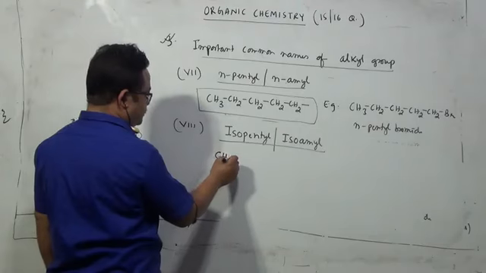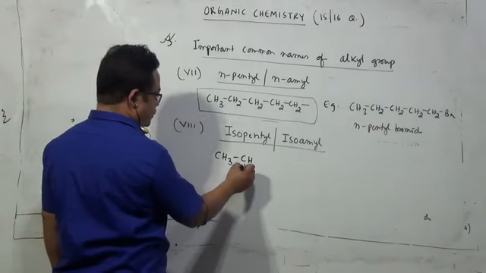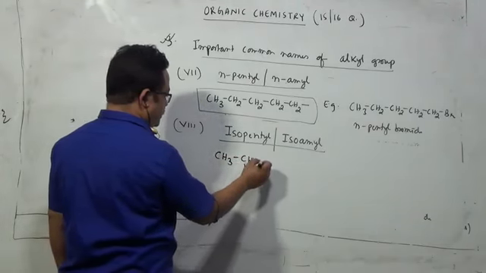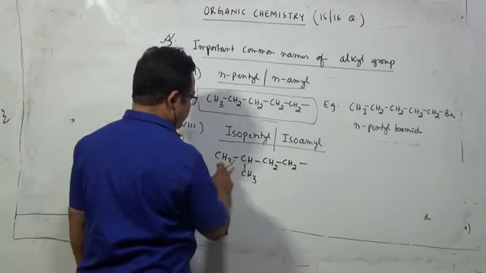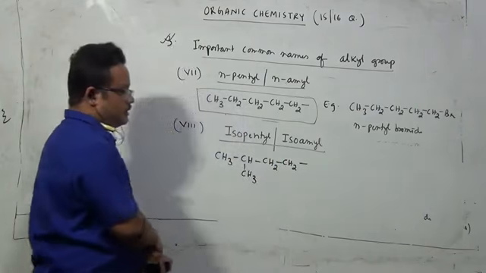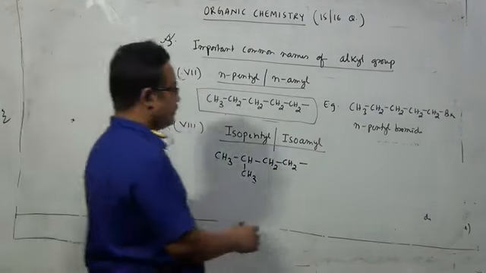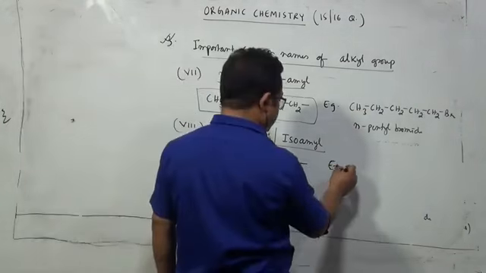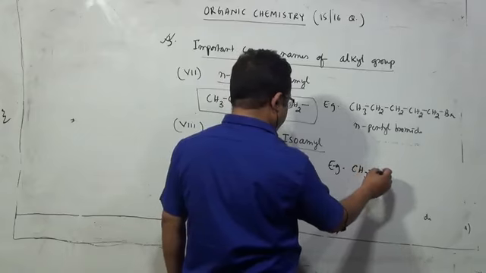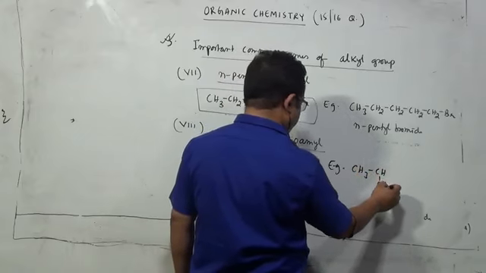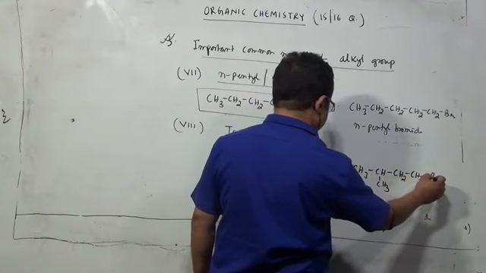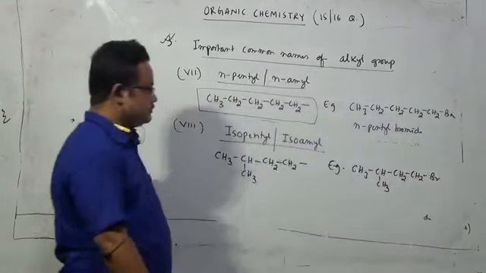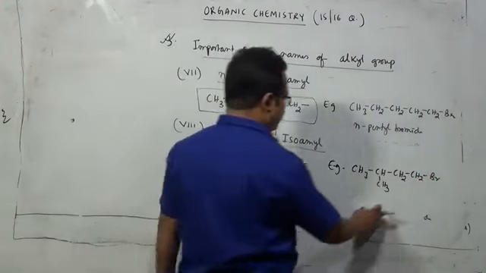So this is CH3, then CH3, then CH2, then CH2, counting 1, 2, 3, 4, 5. This is called the isopentyl group. With CH3, CH3, this is isopentyl bromide.